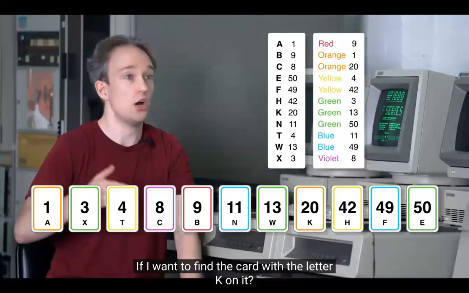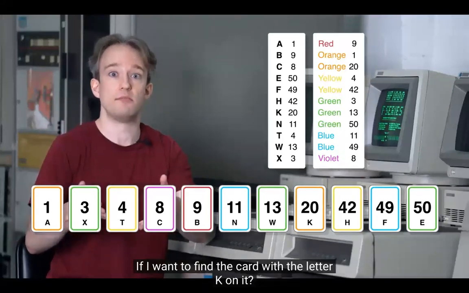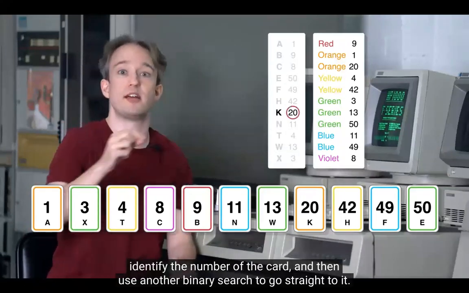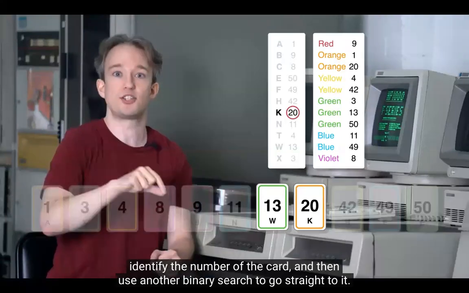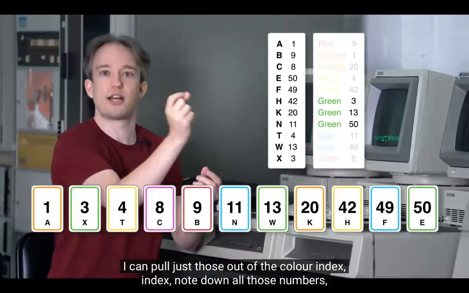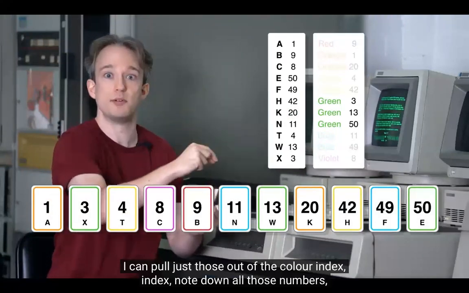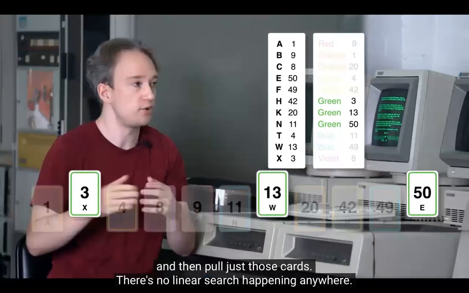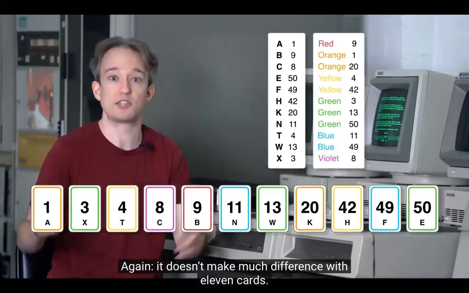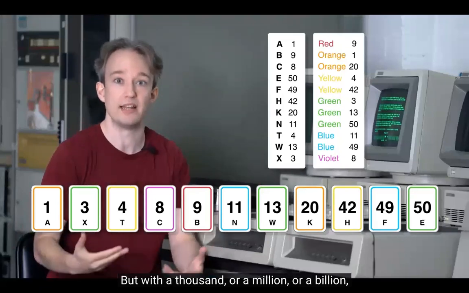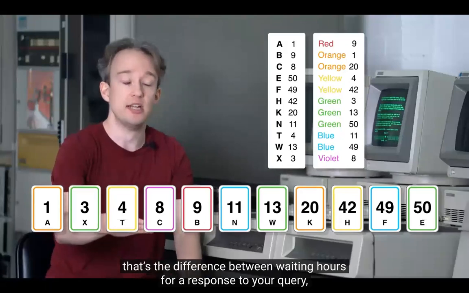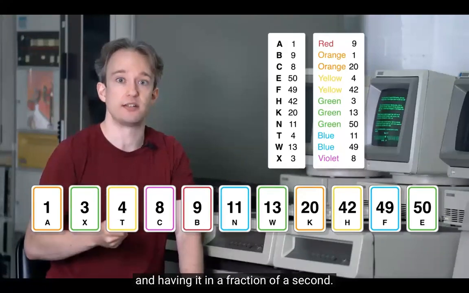If I want to find the card with the letter K on it, well, I can do a binary search through the index at speed, identify the number of the card, and then use another binary search to go straight to it. If I want to pull all the green cards, well, I can pull just those out of the color index, note down all those numbers, and then pull just those cards. There's no linear search happening anywhere. Again, it doesn't make much difference with 11 cards, but with 1,000 or 1,000,000 or 1,000,000,000, that's the difference between waiting hours for a response to your query and having it in a fraction of a second.